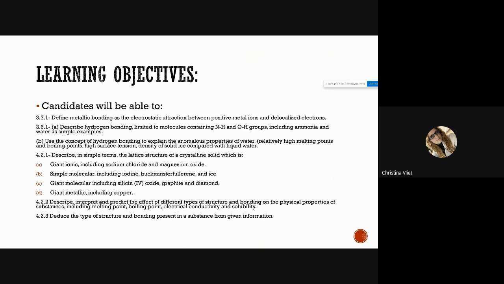You'll notice I posted your paper 1 questions. I did post them last night. We'll talk about that in a little bit. But learning objectives, here we go.